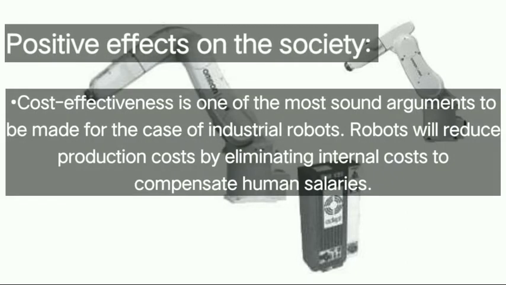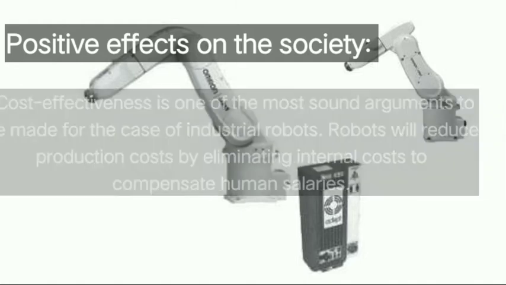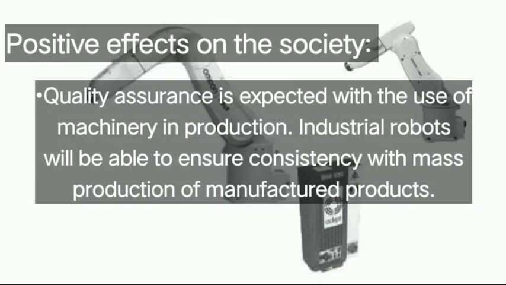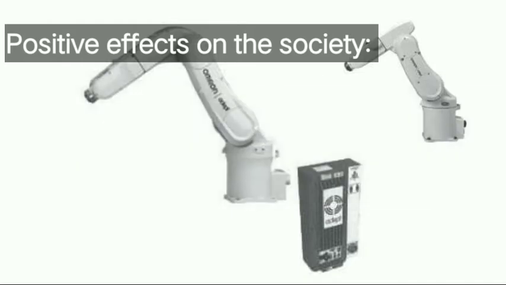Cost-effectiveness is one of the most sound arguments to be made for the case of industrial robots. Robots will reduce production costs by eliminating internal costs to compensate human salaries. Quality assurance is expected with the use of machinery production. Industrial robots will be able to ensure consistency with mass production of manufactured products.